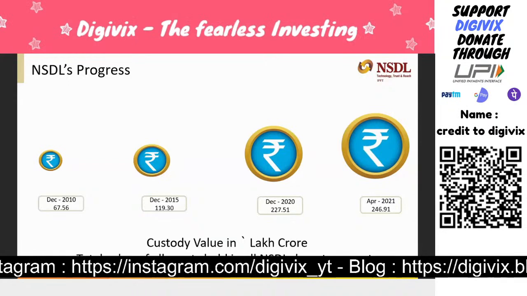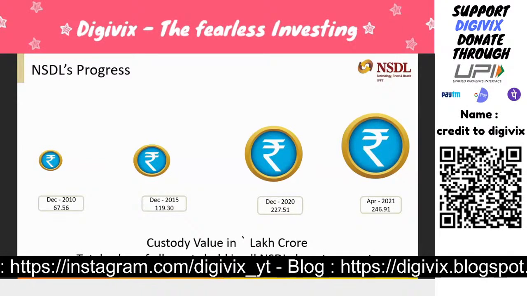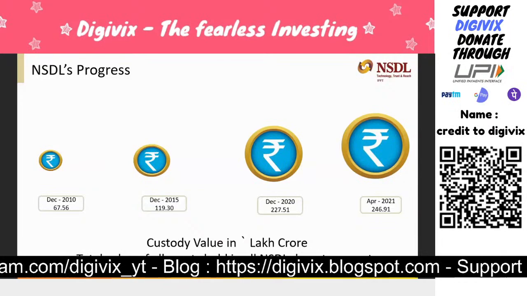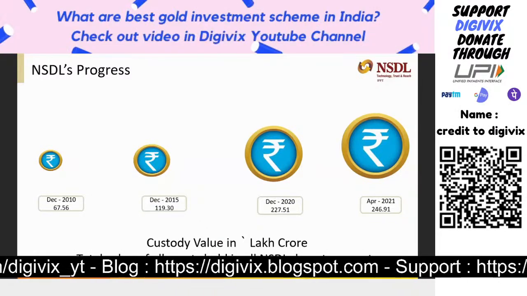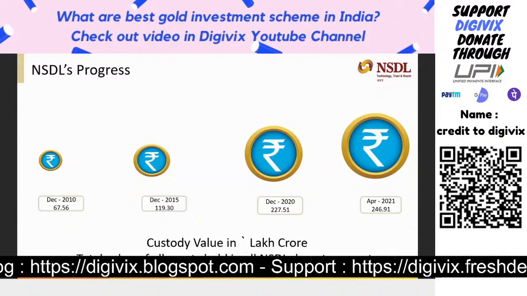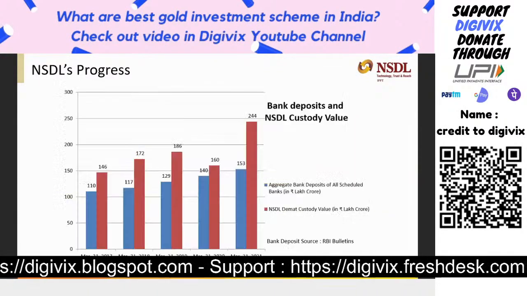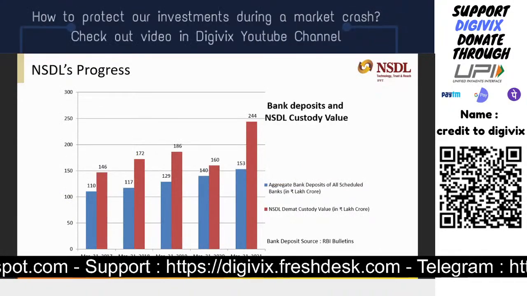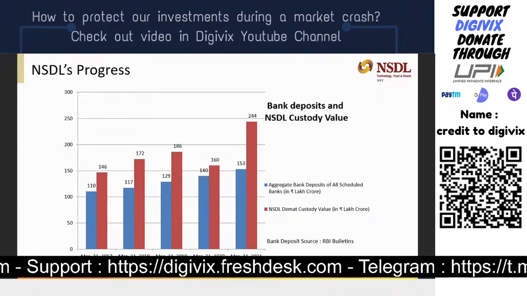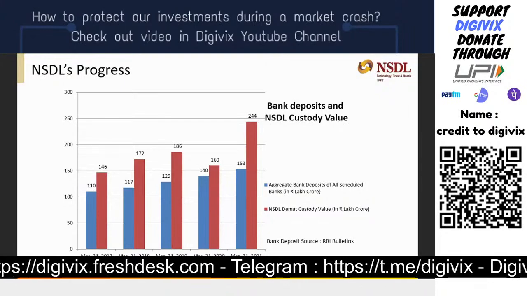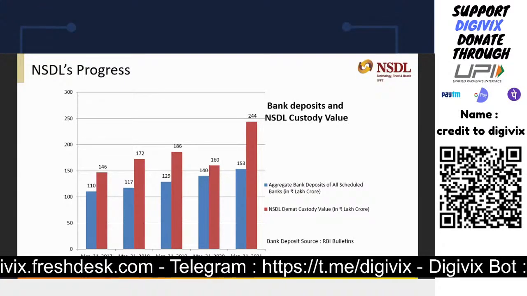So as you can see, the custody value has increased over a period of time. In December 2010, it was 67 lakh crore, whereas it has increased to more than 250 lakh crore now in May. So the custody value overall has kept on increasing. As you can see, this is the difference between the bank deposits and the custody value. As I told you, NSDL's custody value was 244 lakh crore as on March 31st, 2021.